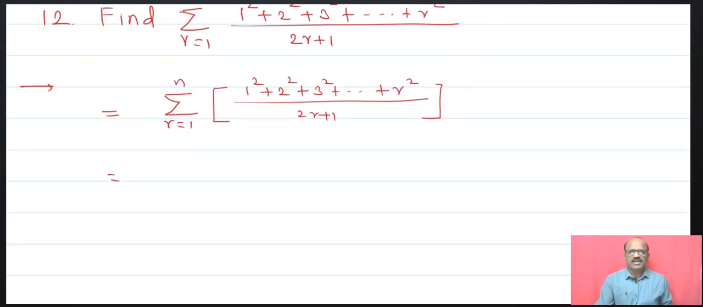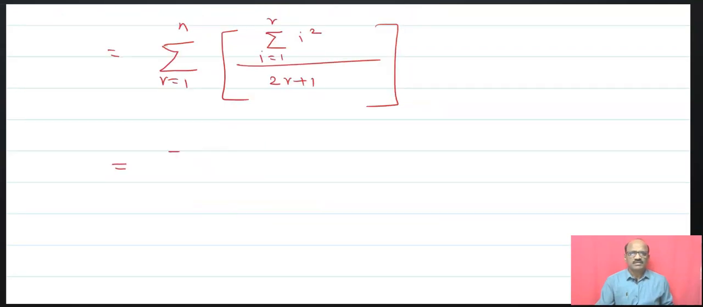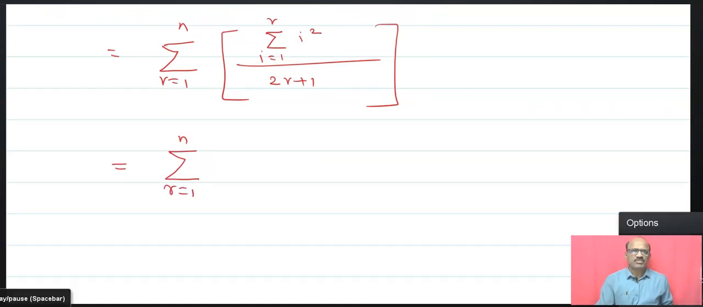We take here i equals 1 to r in bracket, i equals 1 to r of i square, then divided by 2r plus 1. Therefore, keeping the denominator as it is, the summation of i square from i equals 1 to r will be r in bracket r plus 1 in bracket 2r plus 1 upon 6, over 2r plus 1.